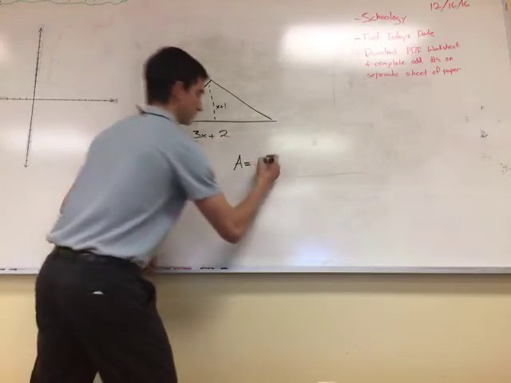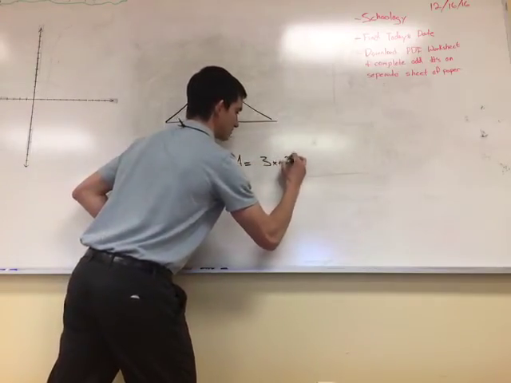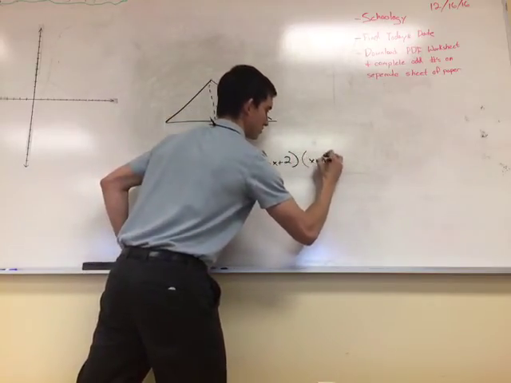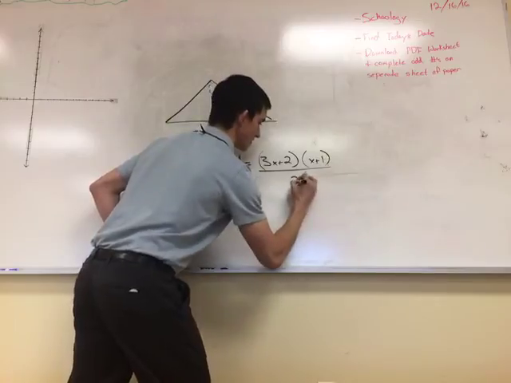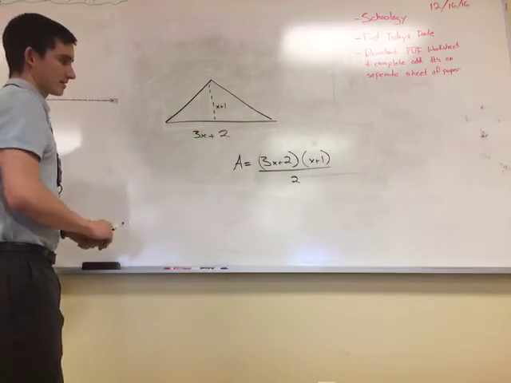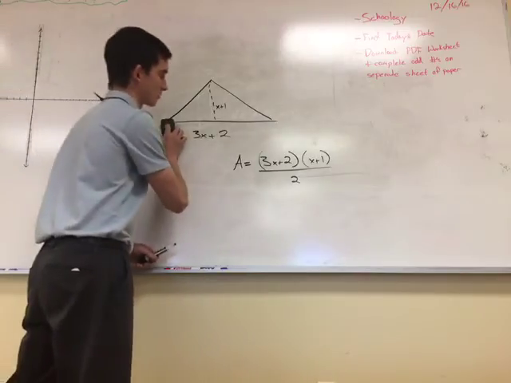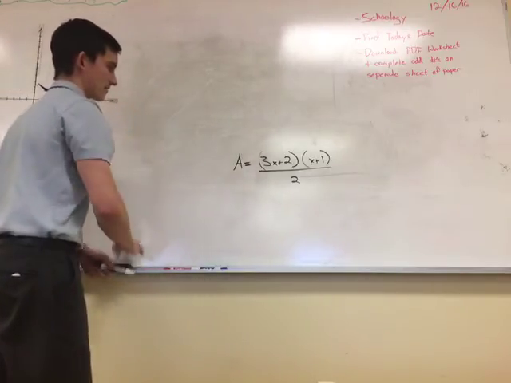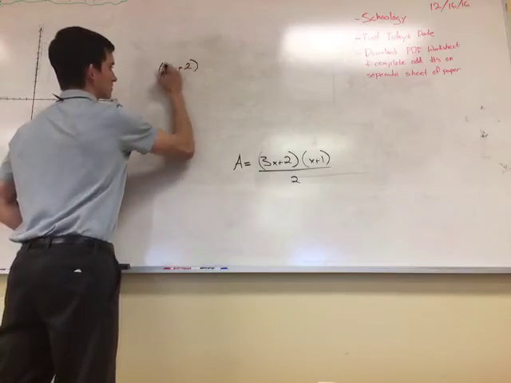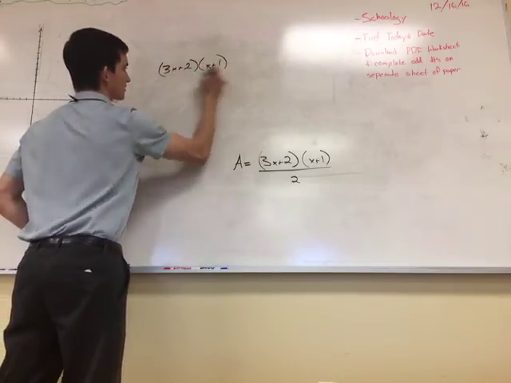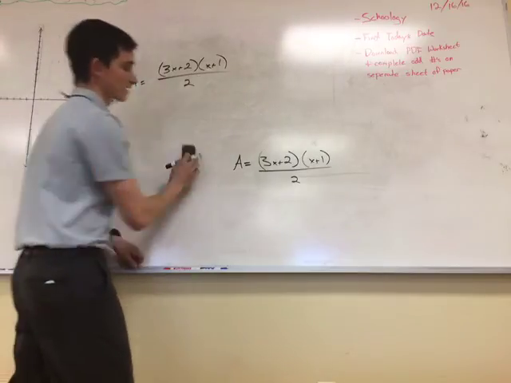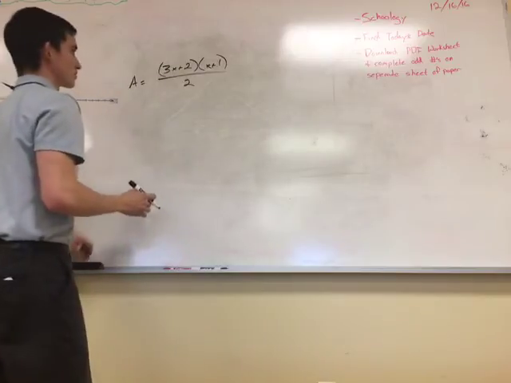So we have base, which is 3x plus 2, times height, x plus 1, and then there's going to be this divided by 2 at the end. All right? So it's not really much more complicated. Let me see if I can create a little more room. So I have 3x plus 2 times x plus 1 divided by 2. That'll be the area of this triangle. All right? And let's multiply it out.